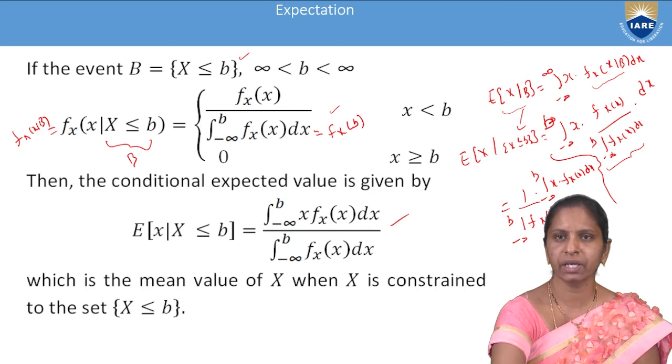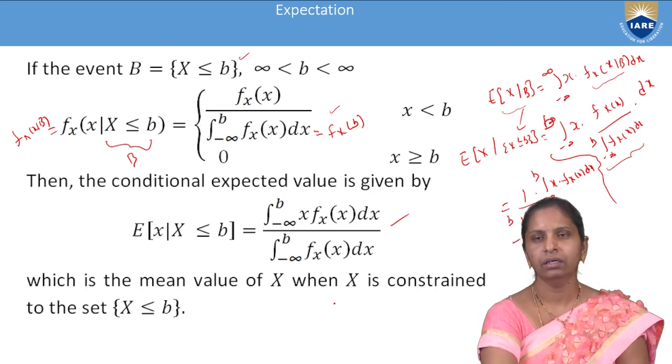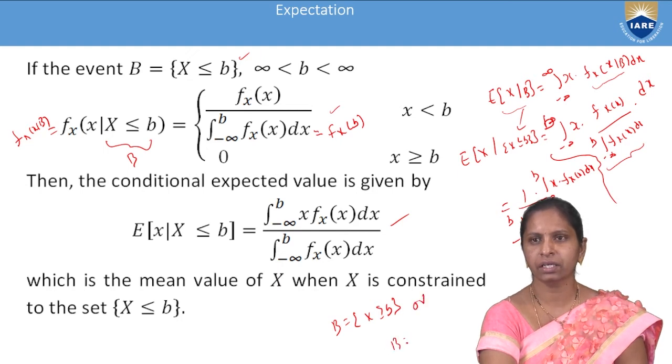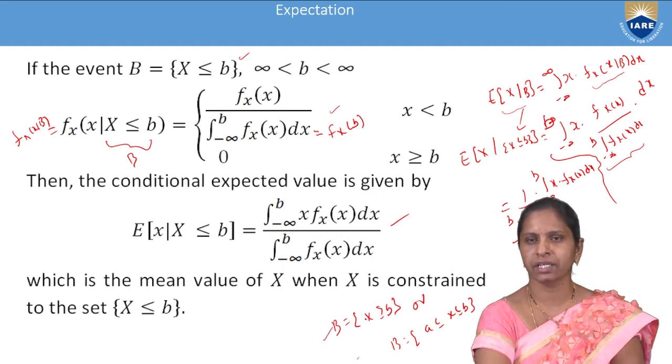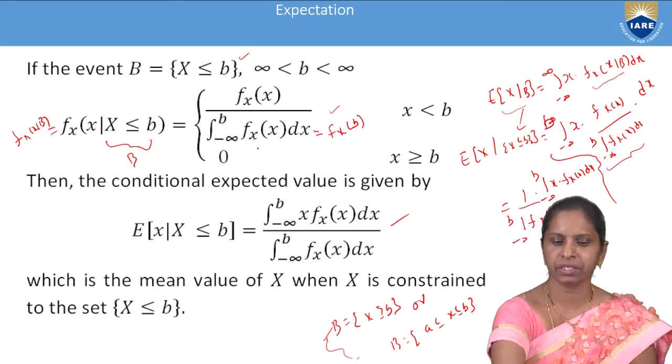This is for the event x is less than or equal to b. Similarly, you can find out the conditional expectation if the condition is x is less than or equal to b, or if the condition is some a to b, like that. So you can define the conditional expectation for this type of events also. Only the density function will change here.